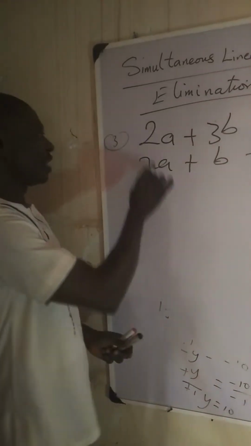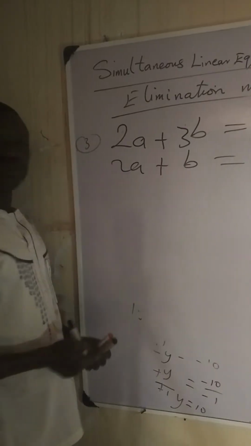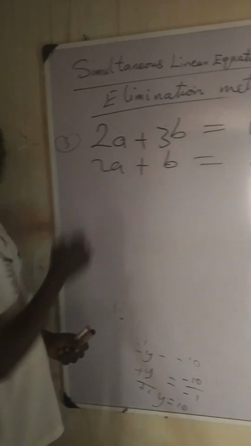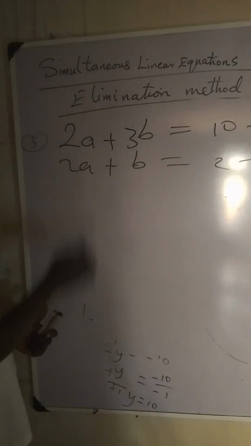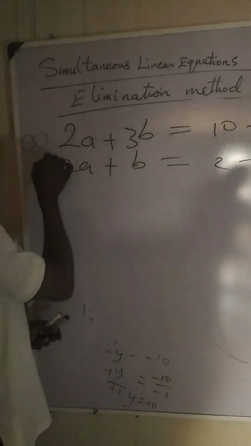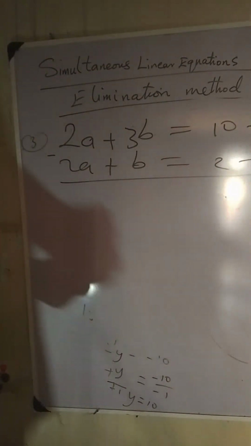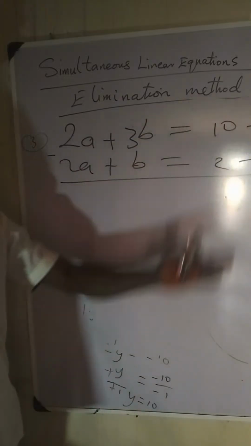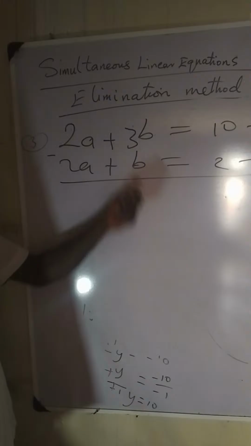The equal coefficient here will help us to eliminate it. Class, what is the sign of this 2a? What is the sign of this 2a? In each case, it is plus 2. Because of that, we are going to subtract. Let us take away. And it's a good thing that equation 1 has a bigger number than equation 2.